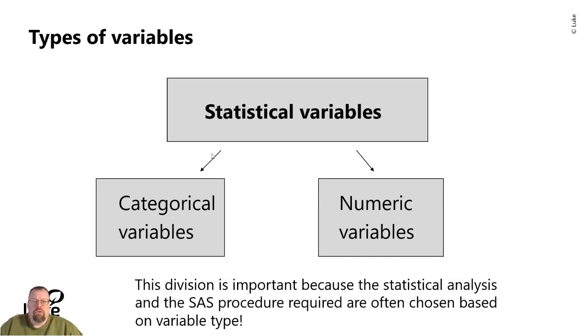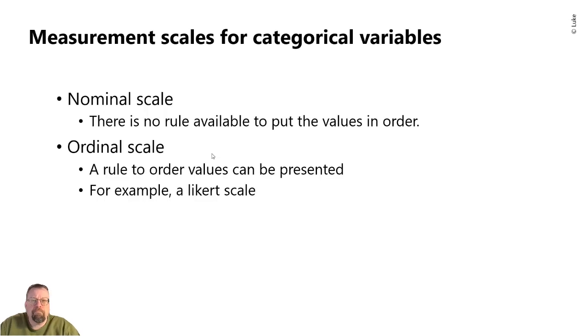But first of all, before we jump into descriptive statistics, we talk about variable types and measurement scales. First of all, one important division is that statistical variables can be divided into categorical variables and numeric variables. And that's often quite important in terms of the methods and SAS procedures we choose to examine the variables. And they can be further divided into different types.